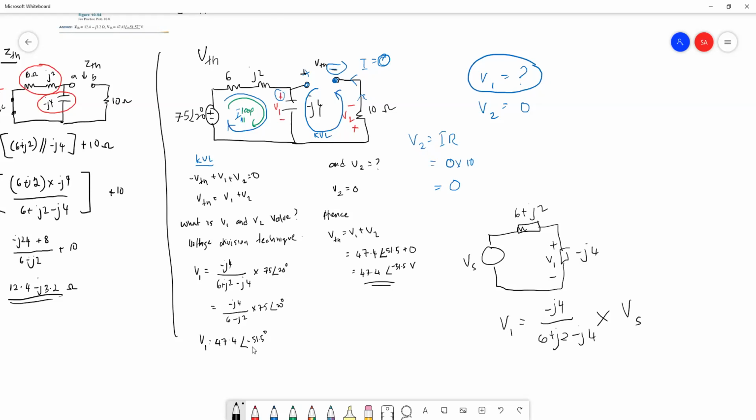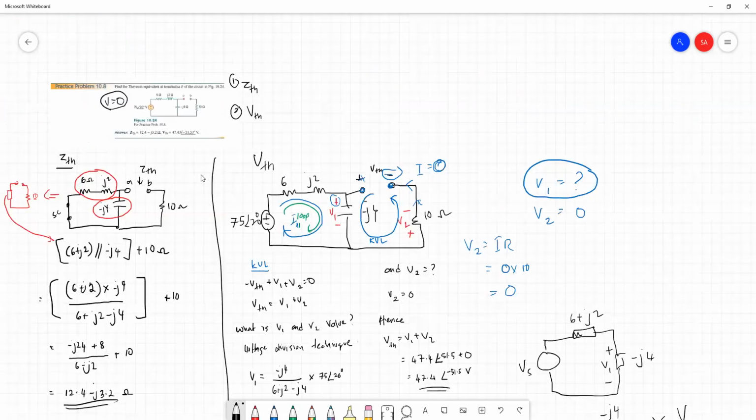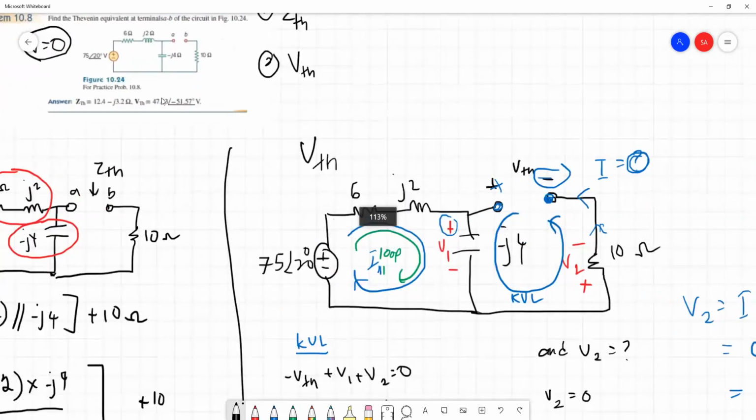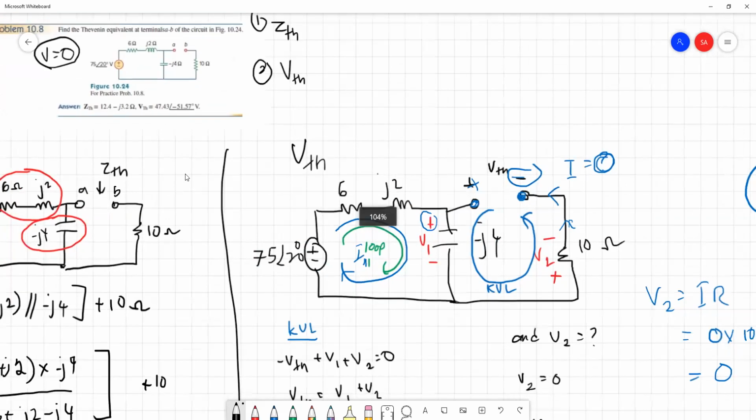Okay. So that is for V1, and V2 we have already calculated is 0, because there is no current flowing here. So V2 is 0. Hence V Thevenin is V1 plus V2. Since V2 is 0, V Thevenin is 47.4 with an angle of negative 51.5, which is the same as the answer. Almost the same.